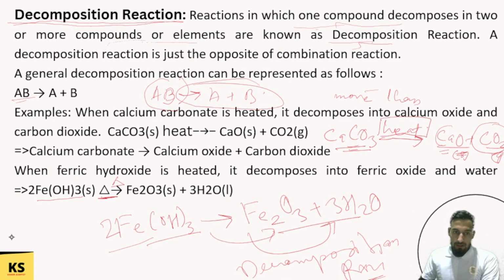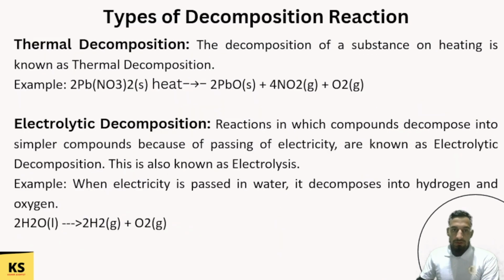So there are two types: the first was combination, and the second is what? Decomposition. Now decomposition reaction has further types. What are these types? We are going to study one by one. First type is thermal decomposition.